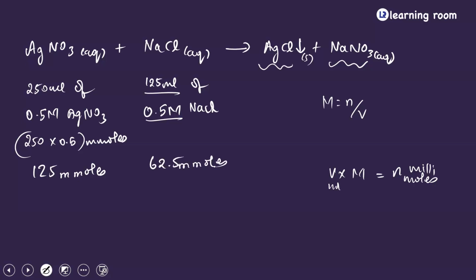Do you understand what I'm trying to say? Now who is the limiting reagent? NaCl is the limiting reagent. Because if this is 1 mole, how much of this will react? Only 1 mole will react.